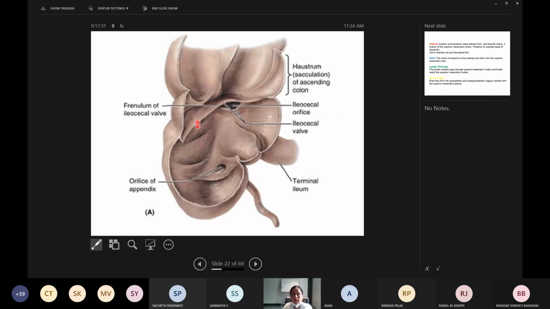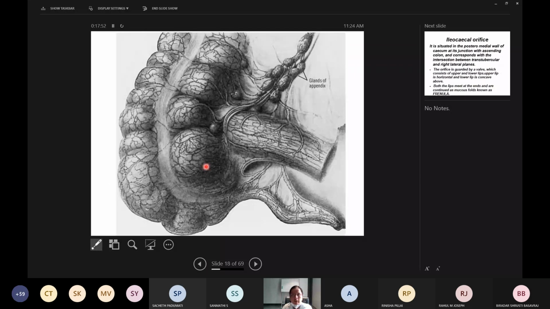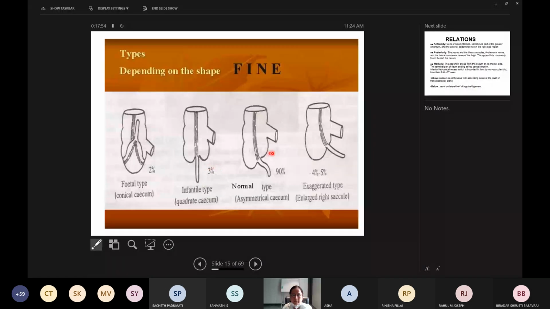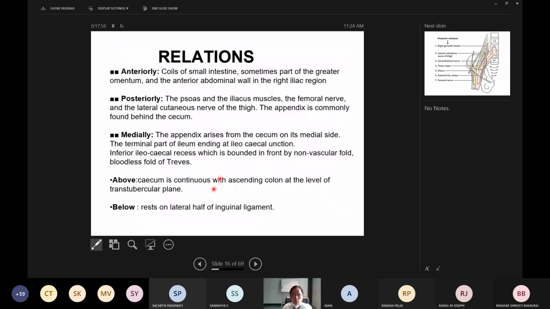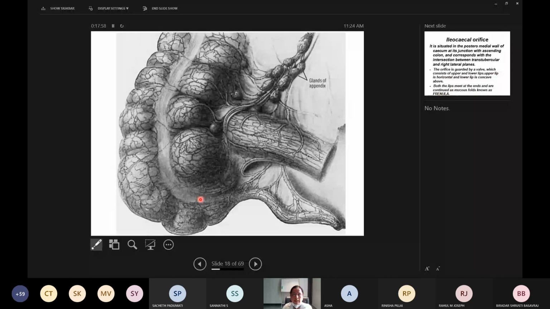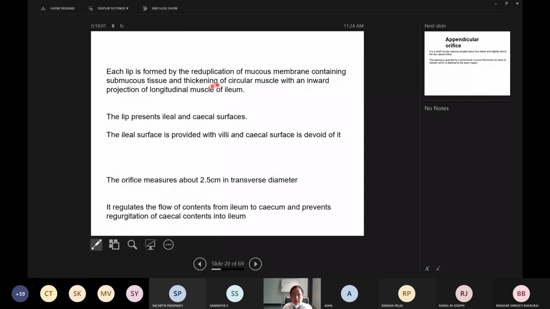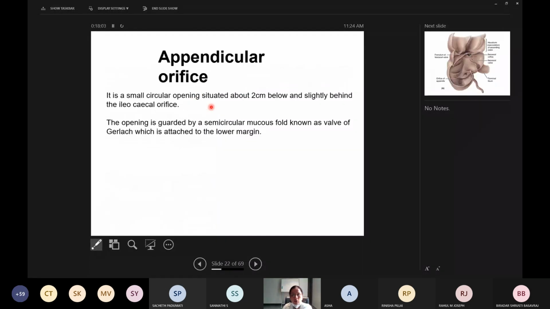So this can be asked like the interior of the cecum. There you have 3 marks. You have to mention the opening of the ileum, that is the ileocecal orifice, and the opening of the appendix, that is the appendicular orifice, and describe these two features. These are the features noted in the interior of the cecum. Here the important thing is the types of the cecum. Relations, just go through them once.